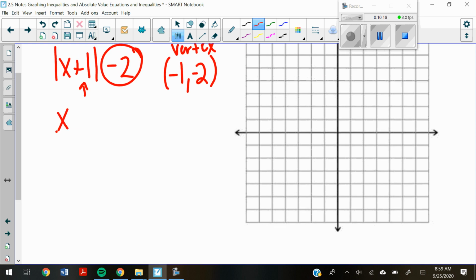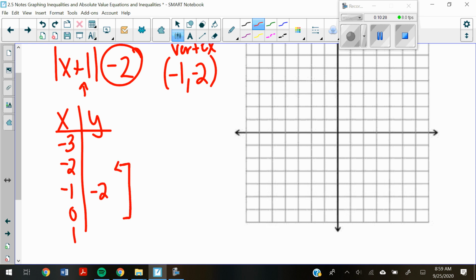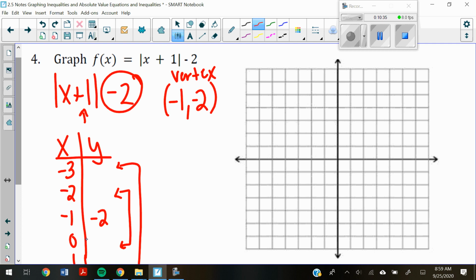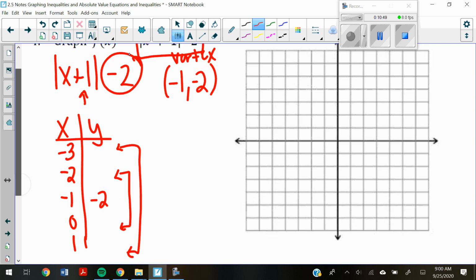X, y. So if my vertex is at -1, I can go -3, -2, -1, 0, 1. But remember, these values are going to be the same, and these values are going to be the same. So, gotta go back up here. I'm going to plug into my function. Now I can plug in either -2 and -3, or I can plug in 0 and 1. And I'm going to pick 0 and 1 because those are easier numbers to plug in. Don't you think? I think so.